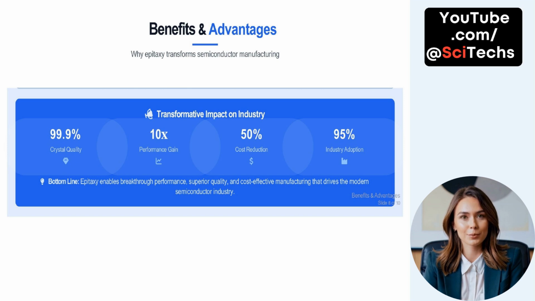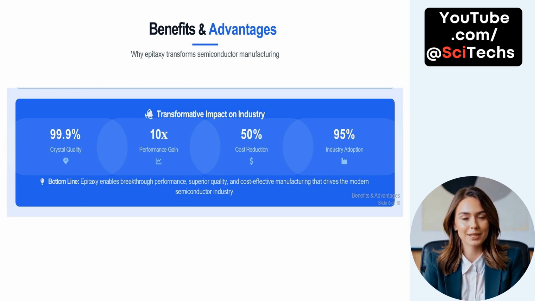In terms of performance, epitaxy offers a 10x gain compared to traditional bulk or diffusion-based methods. Devices become faster, more energy efficient, and capable of supporting advanced logic and analog functions. Just as important is cost reduction. Epitaxy can reduce manufacturing costs by up to 50%, driven by fewer defects, higher yields, and minimized rework.